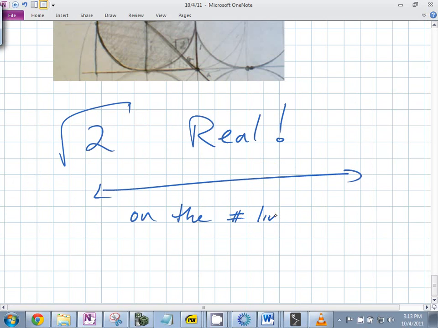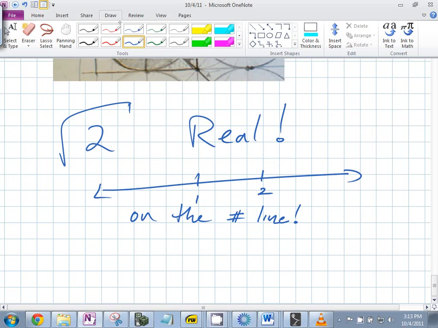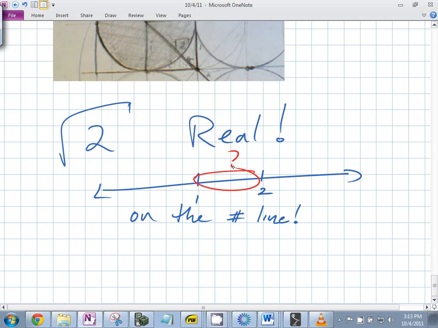Where does it live? Well, here's 1. Here's 2. Where is it? Somewhere in there. It's somewhere between 1 and 2. Do you agree? Has to be. 1 squared is 1. 2 squared is 4. Somewhere in there, right? Do you agree with that? Okay, so here's the deal. So it's a real number.